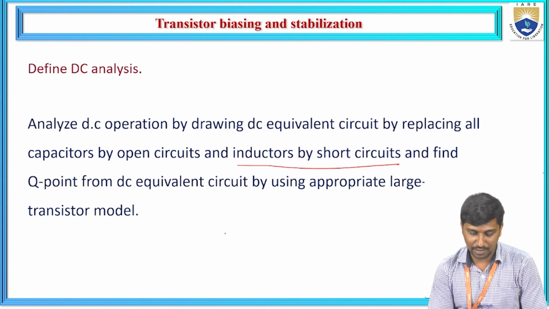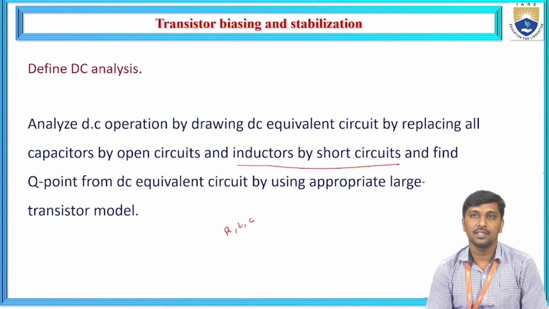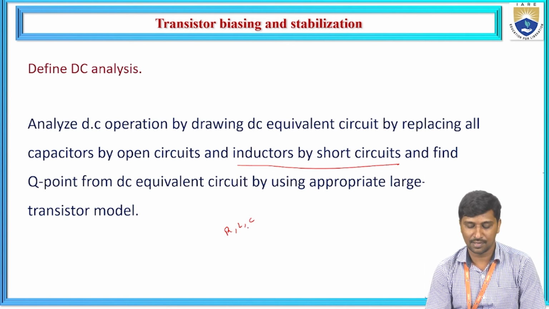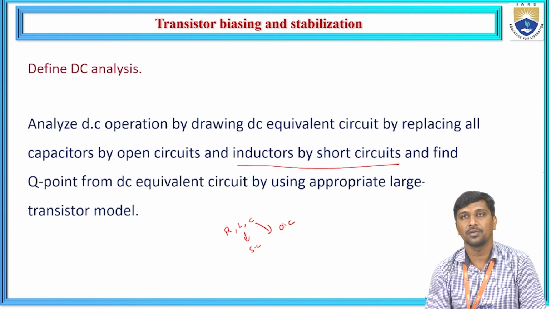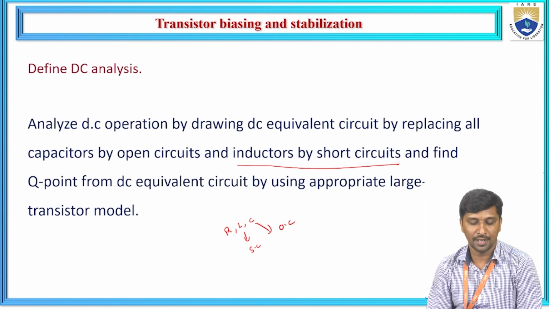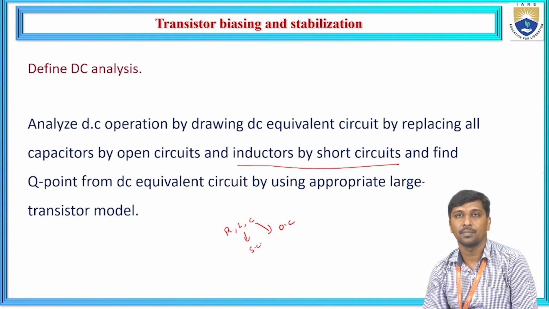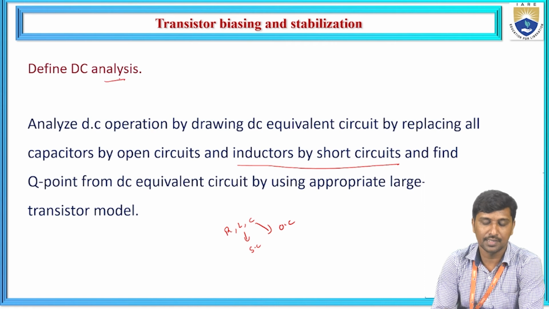If any network contains passive components like a resistor, inductor, and a capacitor, along with AC and DC sources, then to identify the DC equivalent circuit, the inductor should be replaced with a short circuit, the capacitor is replaced with an open circuit, and all the AC sources we need to remove. Then we need to find the equivalent DC biasing circuit, and from that equivalent DC biasing circuit we need to find the proper operating point to identify a particular operation, meaning transistor amplifier operation, by using this DC analysis.